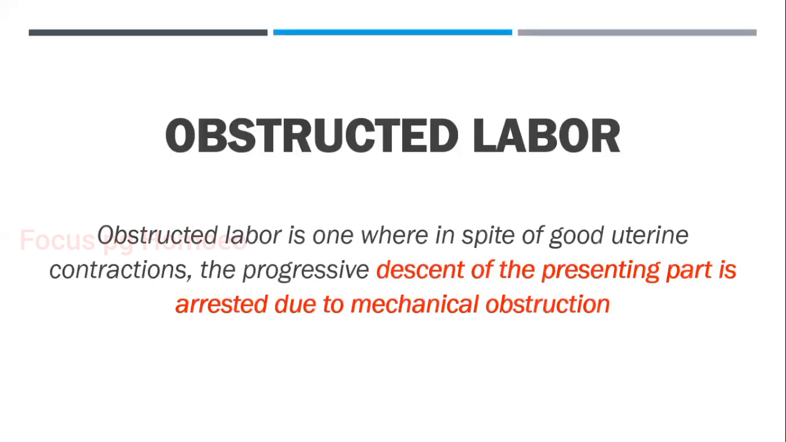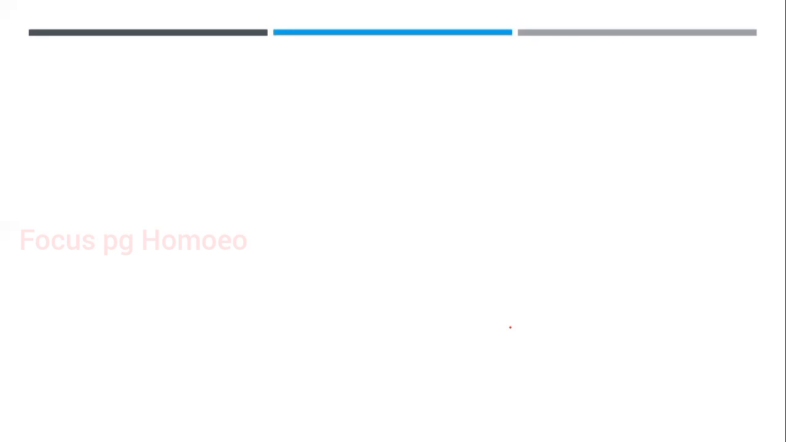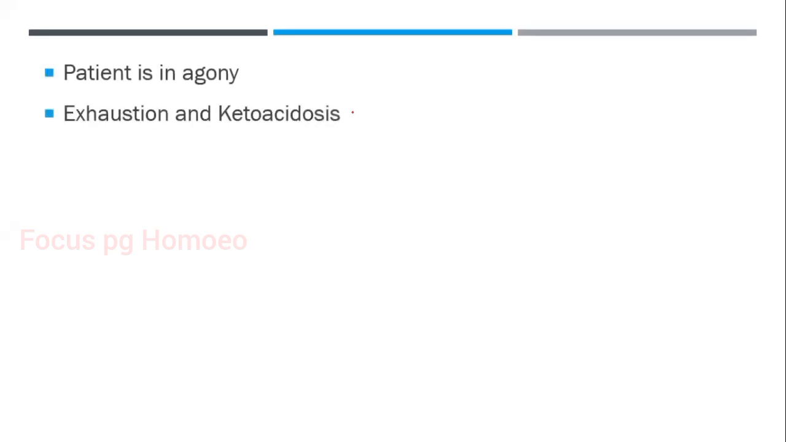Next, obstructed labor. Obstructed labor is one where, in spite of good uterine contraction, which has nothing to do with the obstruction, progressive descent of the presenting part is arrested due to mechanical obstruction. So here what is happening? There is mechanical obstruction. The patient is in agony, exhaustion and ketoacidosis. Obstructed labor is a very painful and difficult condition for the woman in labor.